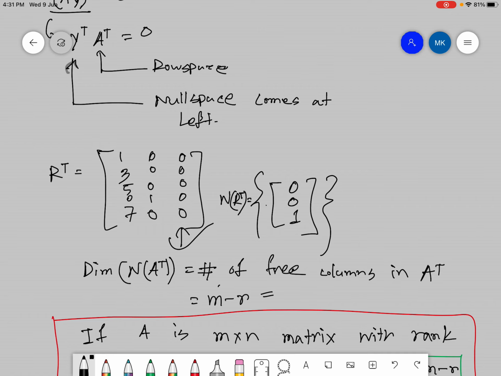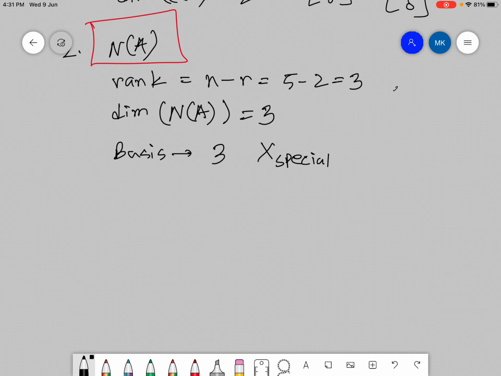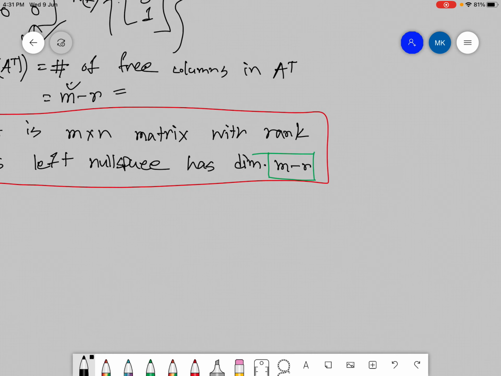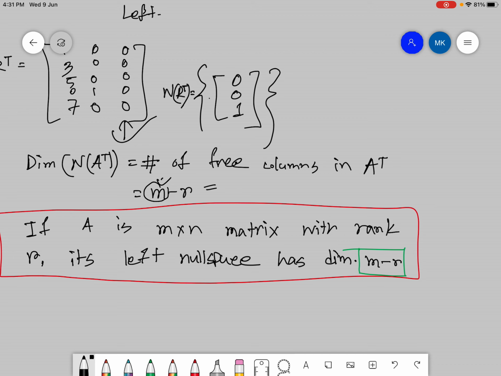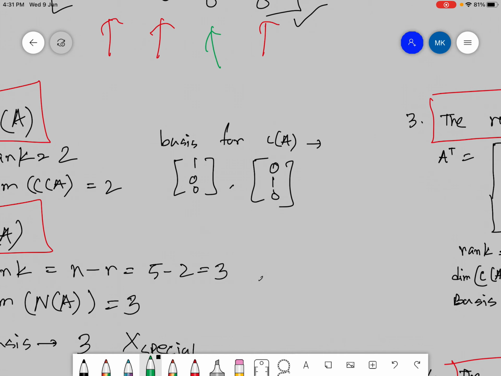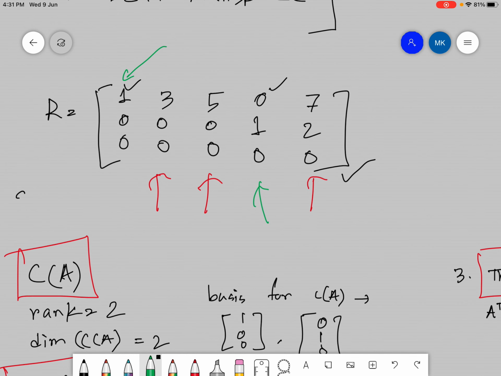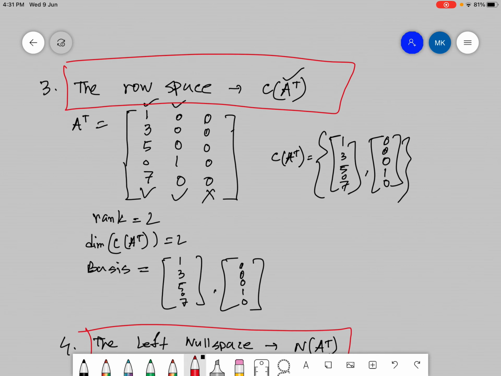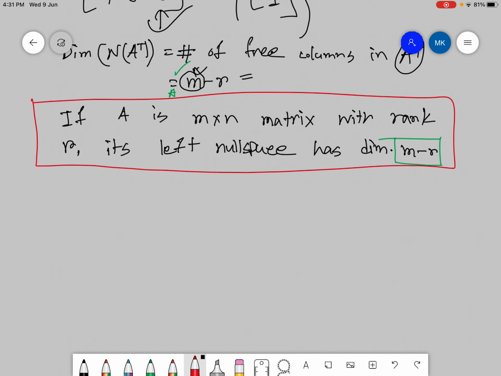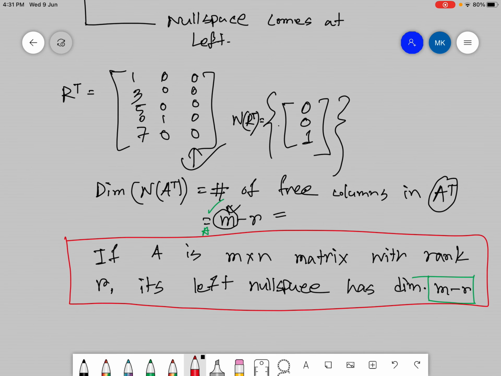Yeah, so in this case, the number of M was, so we have to be careful, this M is not for A transpose, this M is actually for A. This is the M of A. So what was the M of A? The M of A, or M of R, was 3, right? So 3 minus, the rank was 2, so 3 minus 2 was 1. Now why is it the case?